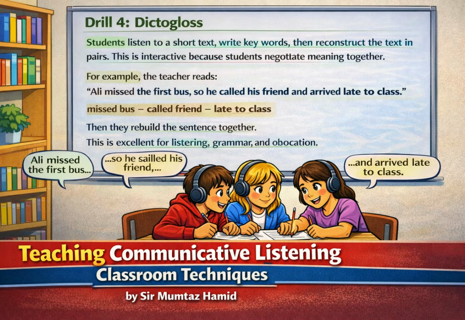Drill 4. Dictogloss. Students listen to a short text, write key words, then reconstruct the text in pairs. This is interactive because students negotiate meaning together. For example, the teacher reads, "Ali missed the first bus, so he called his friend and arrived late to class." Students note: missed bus, called friend, late to class. Then they rebuild the sentence together. This is excellent for listening, grammar, and collaboration.